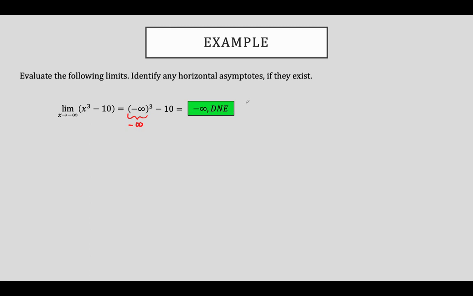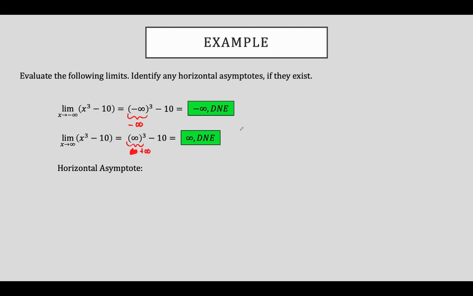Here, the limit as x approaches positive infinity. We try our direct substitution again, positive infinity cubed. What happens when I cube positive infinity? I still get an infinitely large positive number, positive infinity. All right, we get positive infinity. And what happens if I take an infinitely large positive number and subtract 10? I still get an infinitely large positive number, positive infinity, D and E.